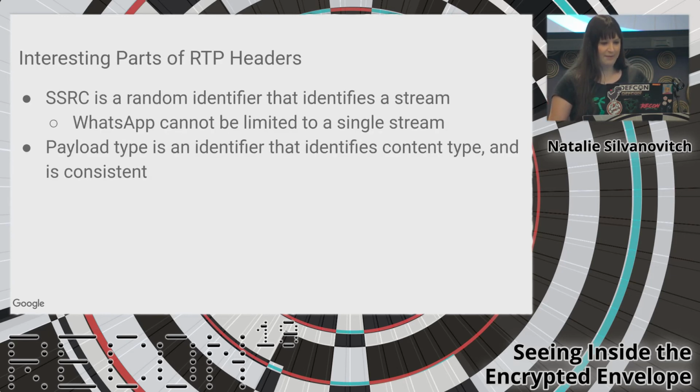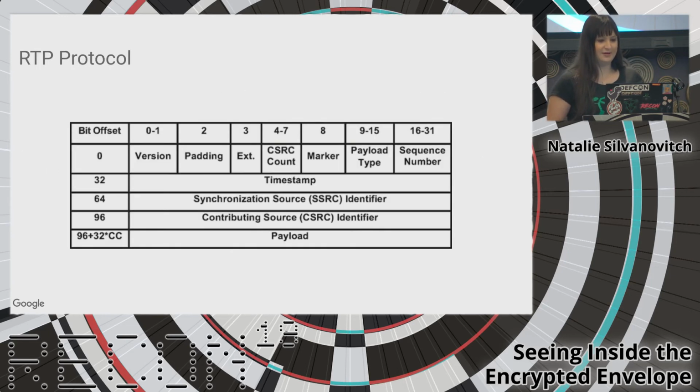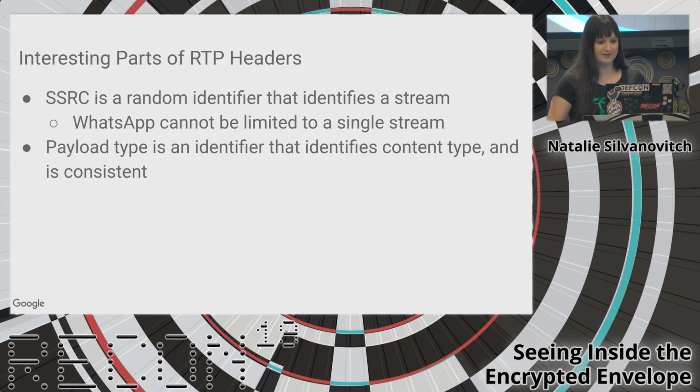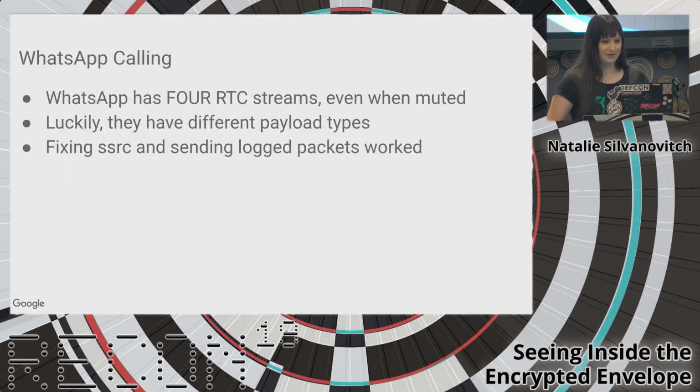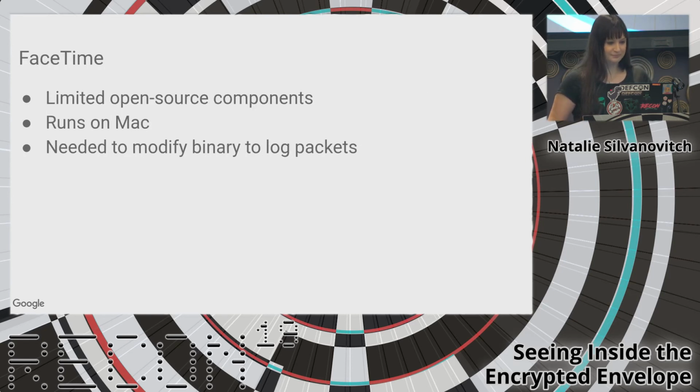So what was fortunate, though, is there's also a payload type that says, is this audio, is this video? And thankfully, each SSRC had a different payload type, so I was able just to correct them to the new one based on the incoming packets. So I fixed it, and sending the log packets worked, so that was great. Then I moved on to FaceTime.